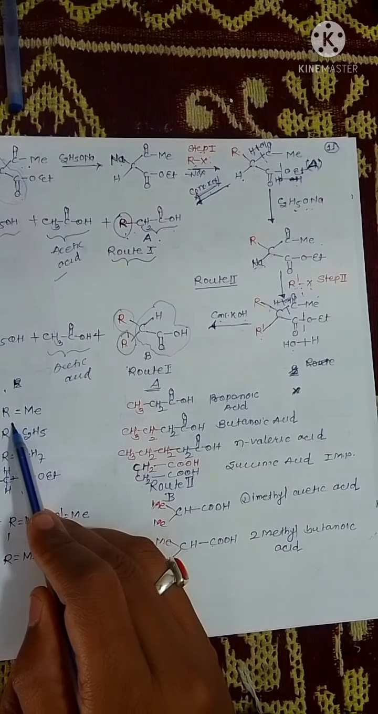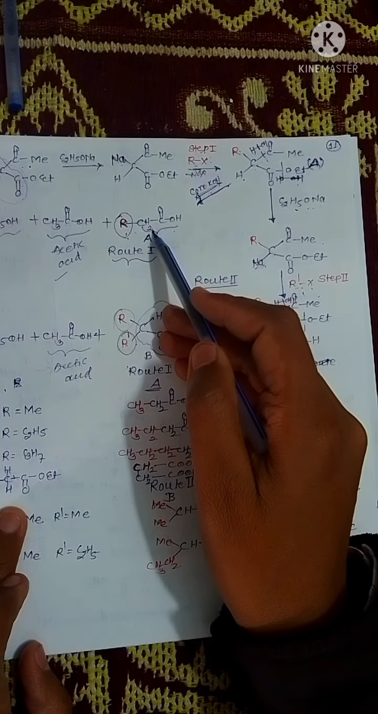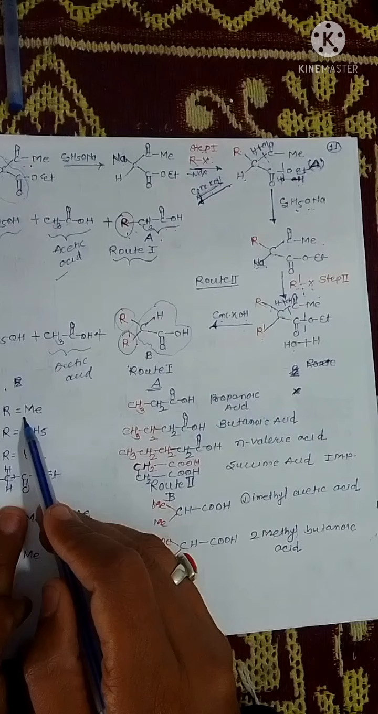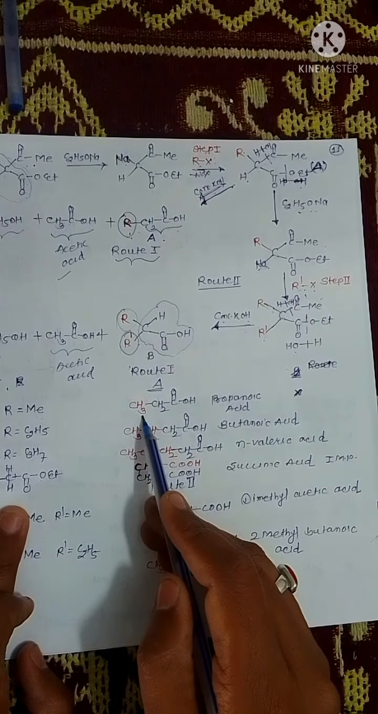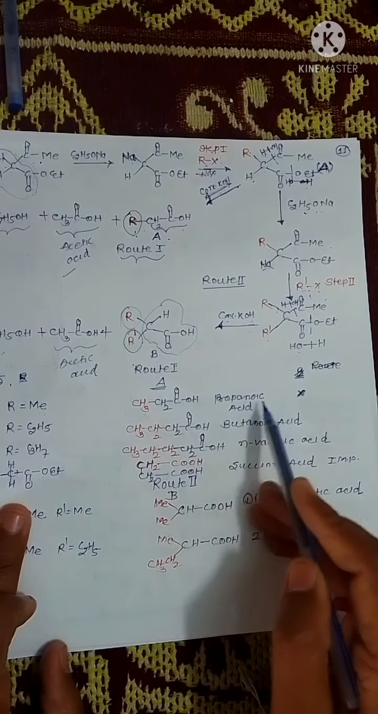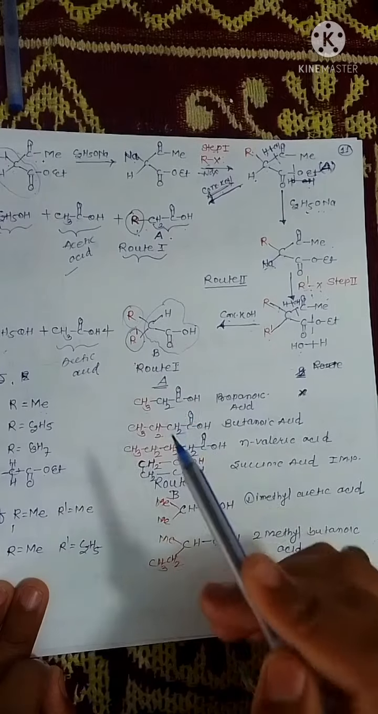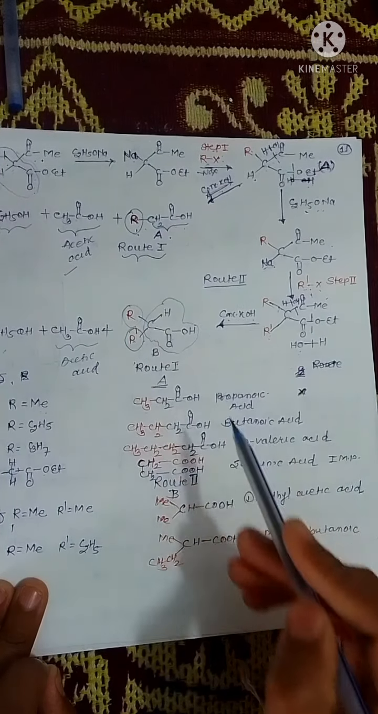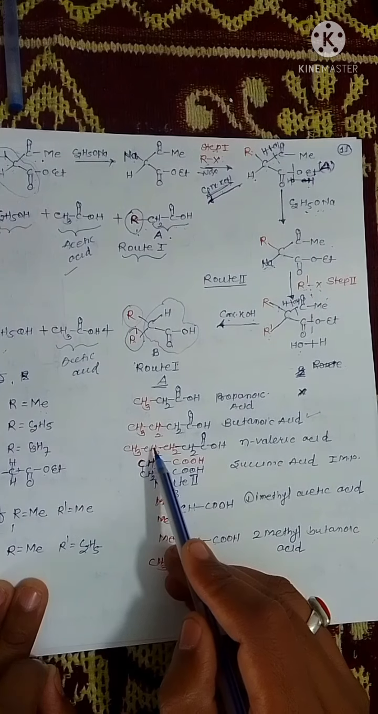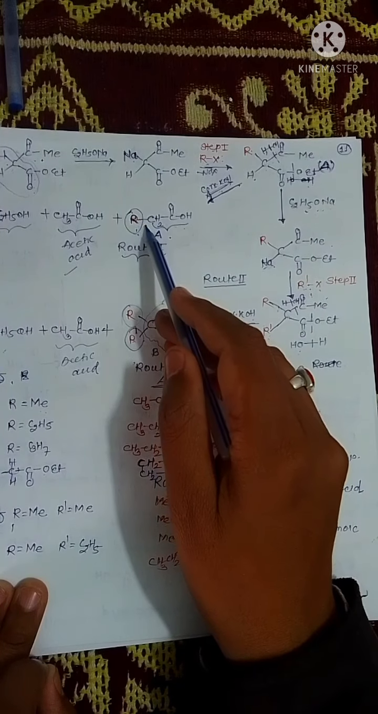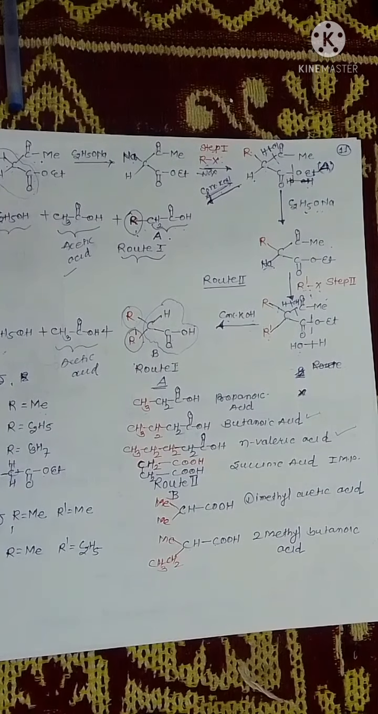If R is equal to methyl in route number 1, so this R is replaced by methyl, we get propanoic acid. If R is replaced by C2H5, we get butanoic acid. If R is replaced by propyl group, that is C3H7, we get valeric acid. It is important.